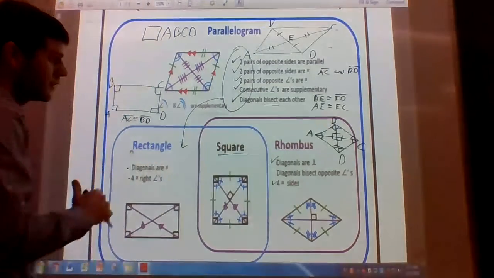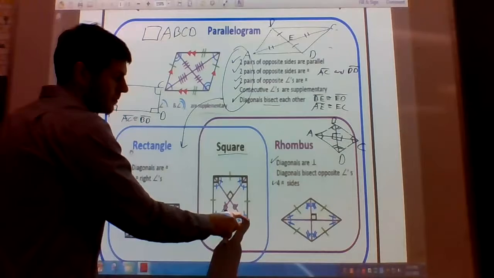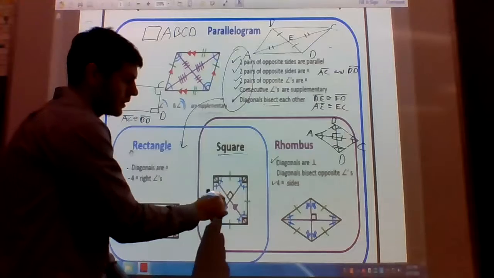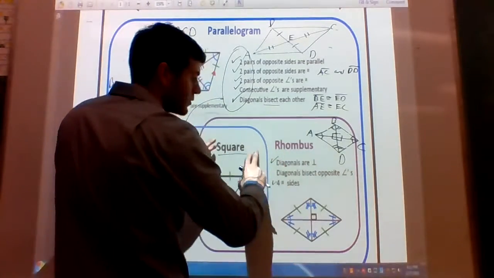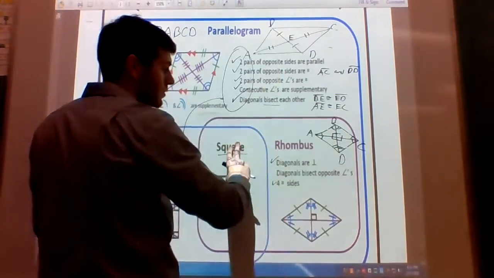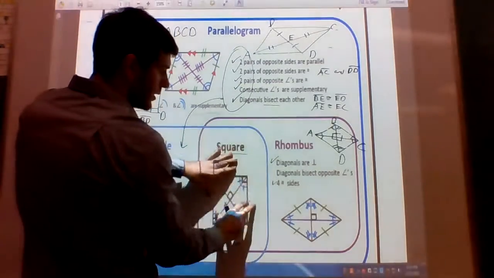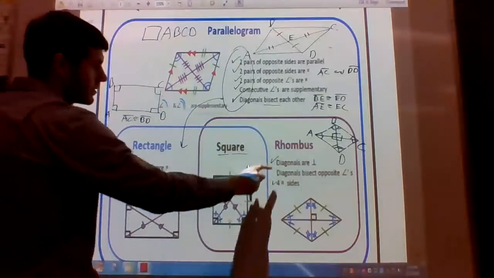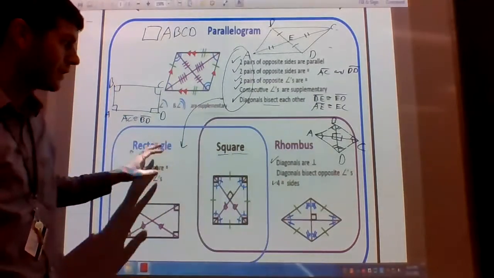So again, squares are both rhombuses and rectangles. Rectangles are defined as having right angles. So squares have right angles. Rhombuses are defined as having four congruent sides. So squares have four congruent sides. So all the properties that apply here and here apply to the square. All the properties up here apply to the square, because squares are rhombuses, squares are rectangles, and squares are parallelograms, right? A square is part of the rhombus box, part of the rectangle box, and it's all within the parallelogram box. So squares are parallelograms, rhombuses, and rectangles.